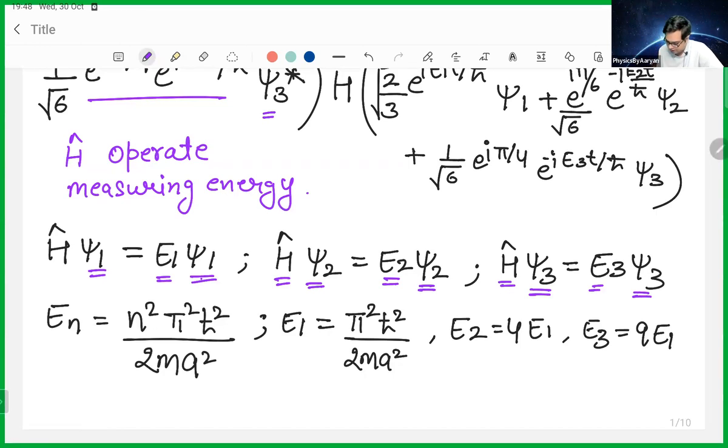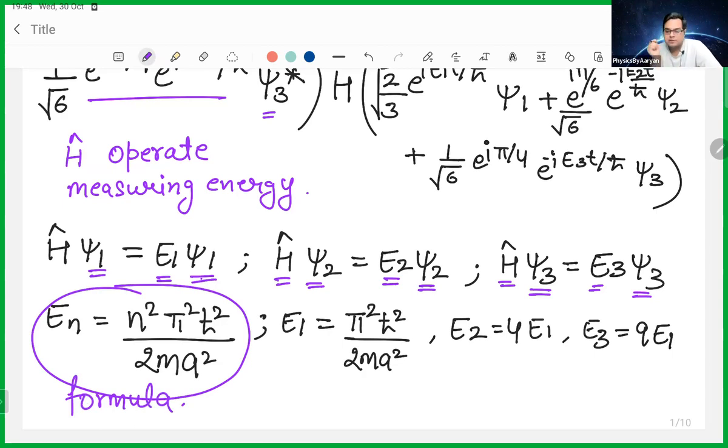Okay? For a one-dimensional well, we know the formula for energies. The energy eigenvalue for a one-dimensional well is n square pi square h cut square by 2ma square. I hope everyone remembers this formula. This is a BSc level formula, an IIT JAM formula. If you put n=1, you get pi square h cut square by 2ma square, so this is energy E1. If you put n=2, you get 4 times this energy, so E2 is 4 E1. And if you put 3, you will get 9 E1.